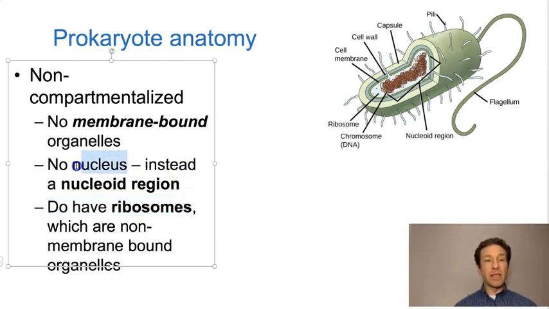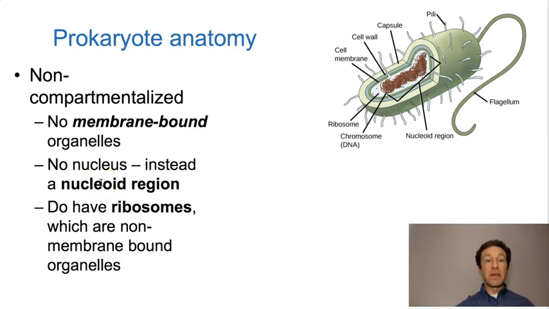Remember that the nucleus is a membrane-bound organelle within the cell. Because prokaryotes do not have membrane-bound organelles, they by definition cannot have a nucleus. They do, however, have DNA, and you can see that as the red swirls in the middle of this bacterium. And so what we call the area that has the DNA is the nucleoid region.